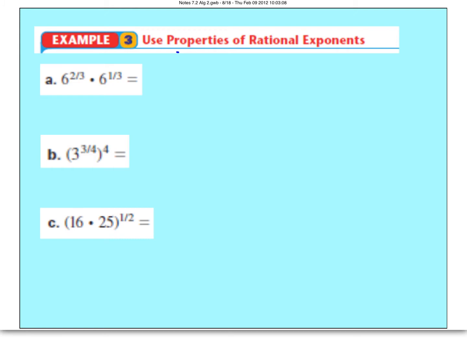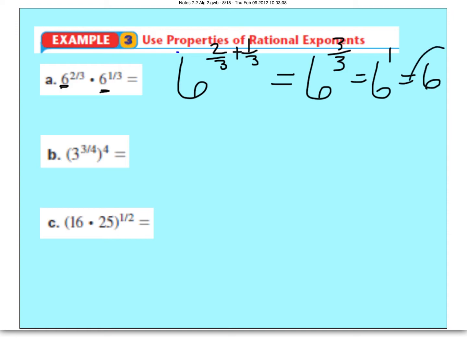Now let's look at different examples and see if you can see which rules to use. Letter A here, remember they are separated with the base of 6. In this case, think about if you multiply or add, you actually add the exponents. So you would do 6, a little 2/3 plus a little 1/3. Common denominator is already there, so it's going to be 6 to the 3 over 3, which is 6 to the first, which just equals 6.